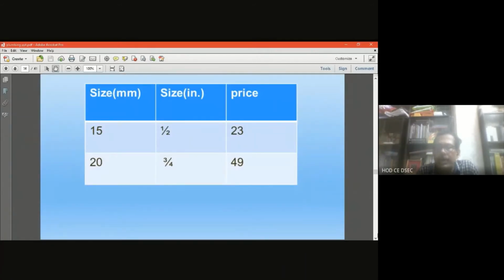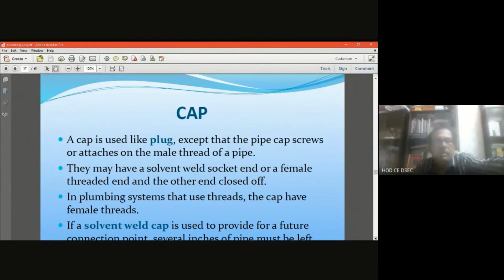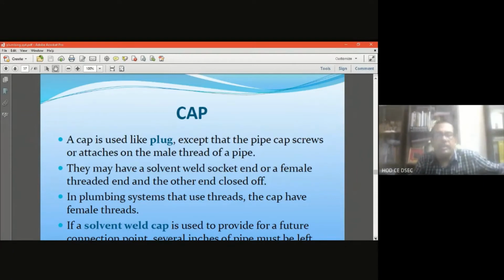Then I will go to the cap portion. What is a cap? A cap is used like a plug, except that the pipe cap screws are attached on the male thread of a pipe. They may have a solvent weld socket end or a female threaded end and the other end closed off. In plumbing systems that use threads, the caps have female threads.